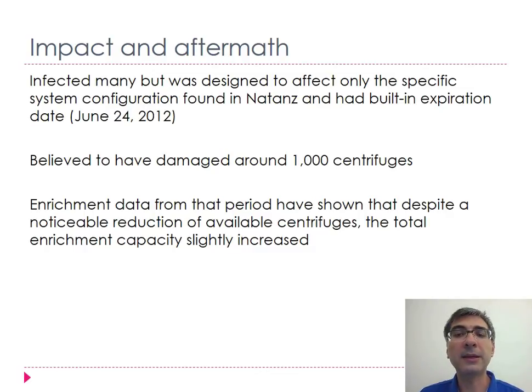And in fact, it also had a built-in expiration date, June 24th of 2012, so it wouldn't work after this date. The enrichment data that we have from that period shows that there was no noticeable reduction of the available centrifuges. So although many were damaged, it is believed that the Iranians were making new ones at such a rate that there was not a significant decrease in the enrichment capacity. In fact, it was probably increased back then.